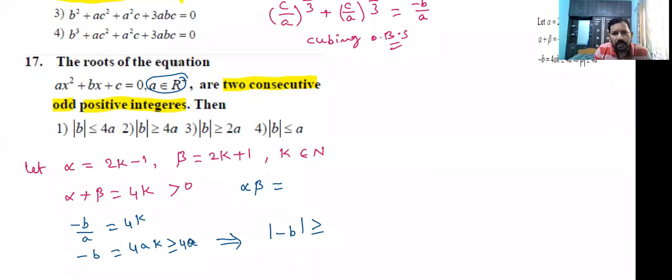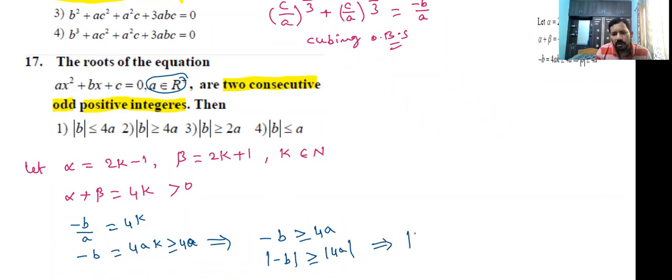Okay. Taking the product of the roots, apply modulus on both sides. Mod b is greater than or equal to modulus of 4a. So mod b is greater than or equal to 4a because a belongs to R plus. If you apply modulus, you will get positive only. But b, we don't know, either positive or negative. That's why we are putting mod. So which option is correct, students? Second option correct.